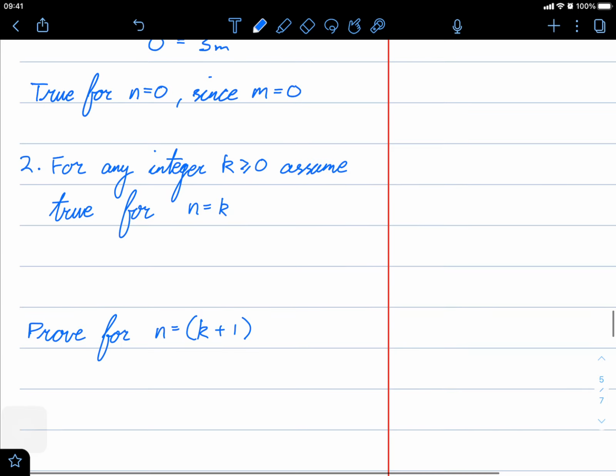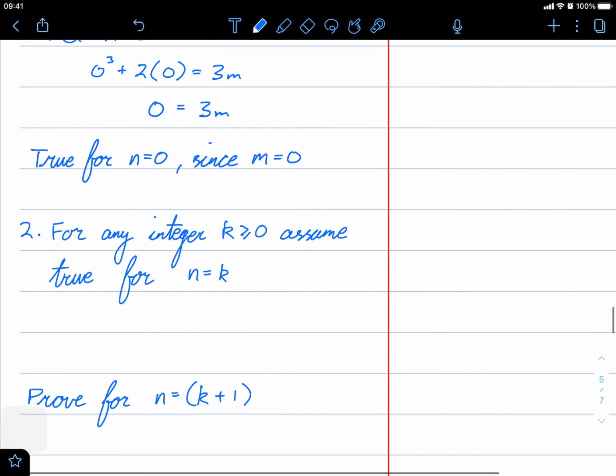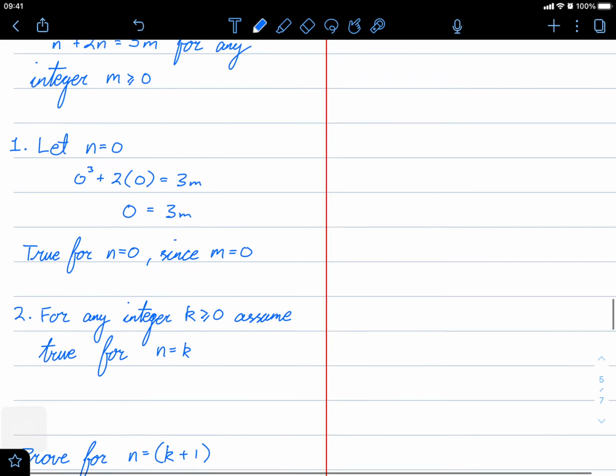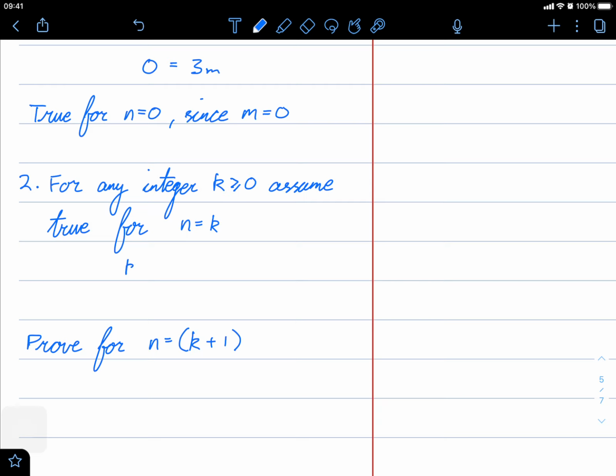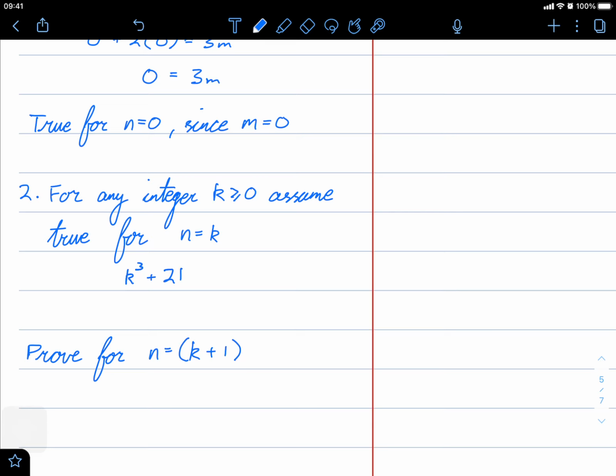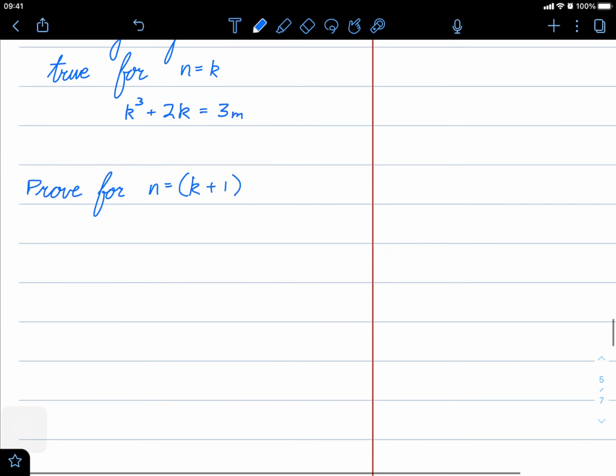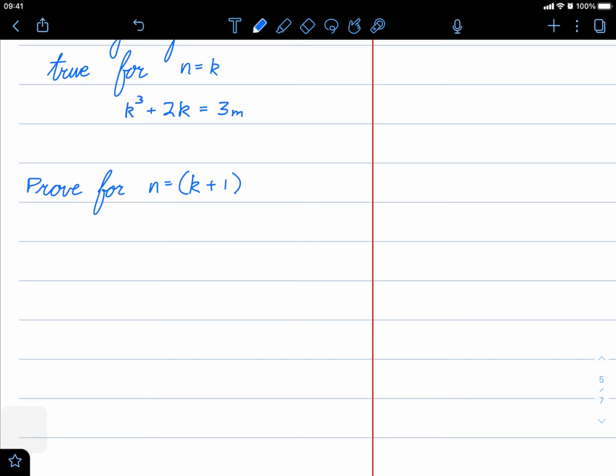So for any integer k greater than or equal to 0, we assume true for n equal to k. So now our expression, instead of n, is going to be k. So k cubed plus 2k is equal to 3m. From here, we're going to prove true for n equal to k plus 1. So now our expression is going to be (k plus 1) cubed plus 2 times (k plus 1) is equal to 3m.